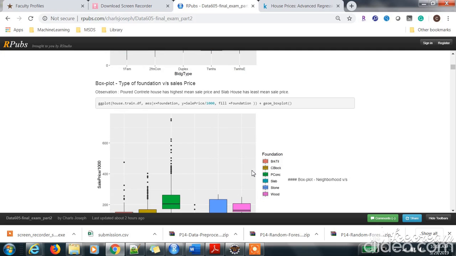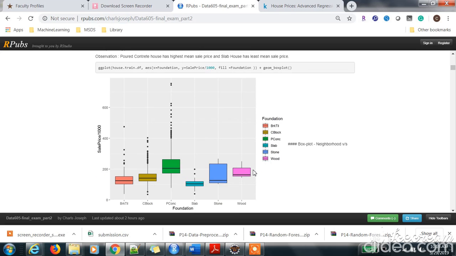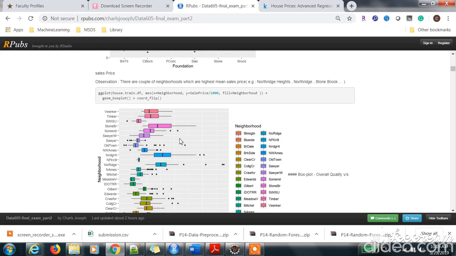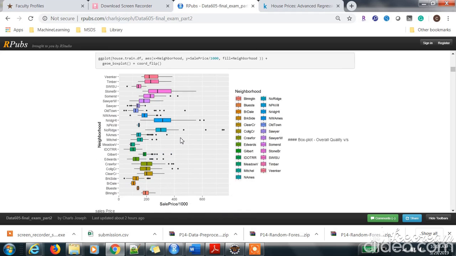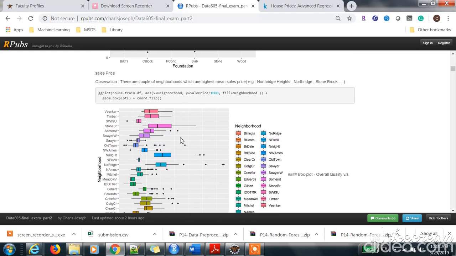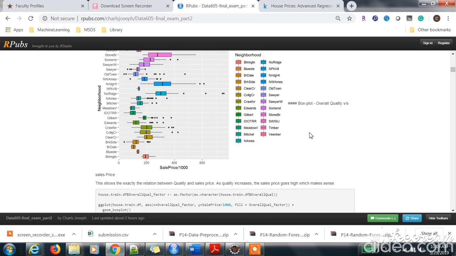And I did the same box plot analysis between type of foundation versus sales price. I can see the green one, the poured concrete house, has the highest mean sales price. Similarly, I did it for neighborhood. I can see the mean sales price is highest for Northridge Heights, Northridge and Stonebrook neighborhoods.